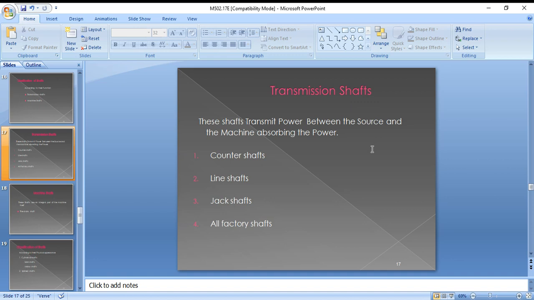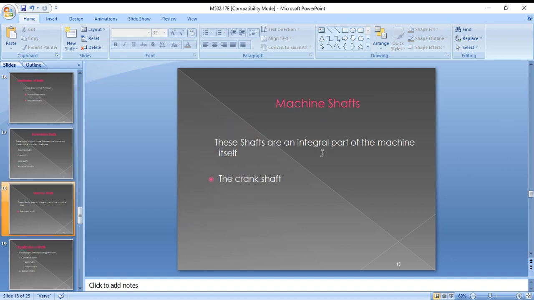So here, a transmission shaft is nothing but this: power is produced somewhere and used somewhere else, so in between, to transmit power from one machine to another machine, we use different shafts like the line shaft, counter shaft, and jack shaft. So basically these are transmission shafts, which transmit power from the source to other machines.